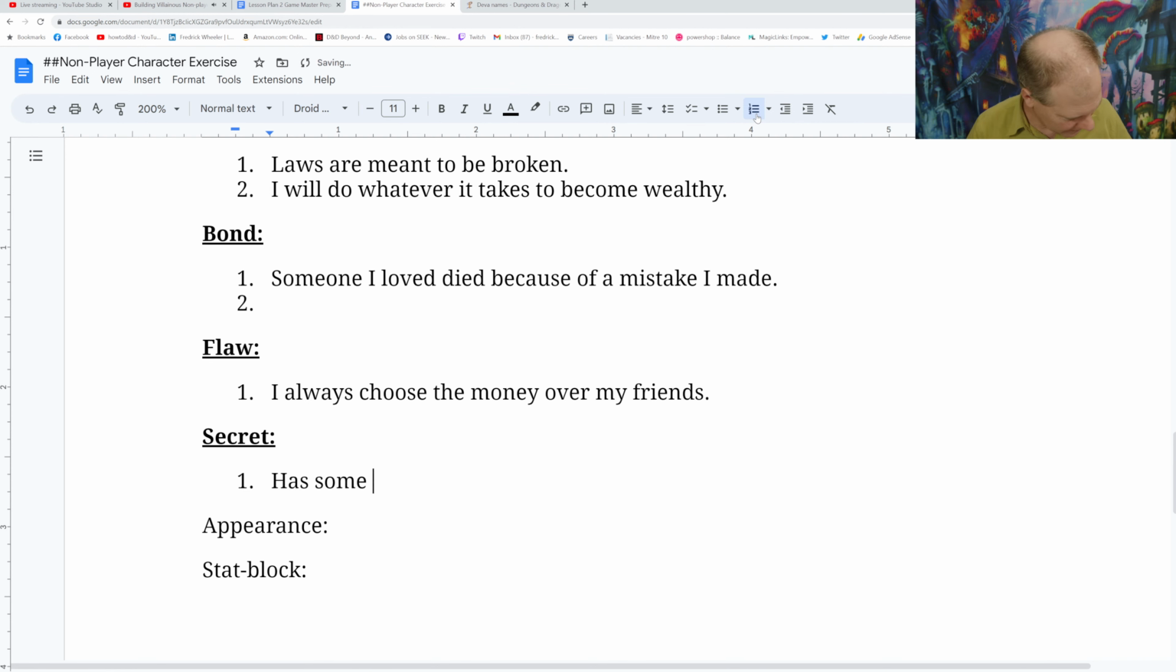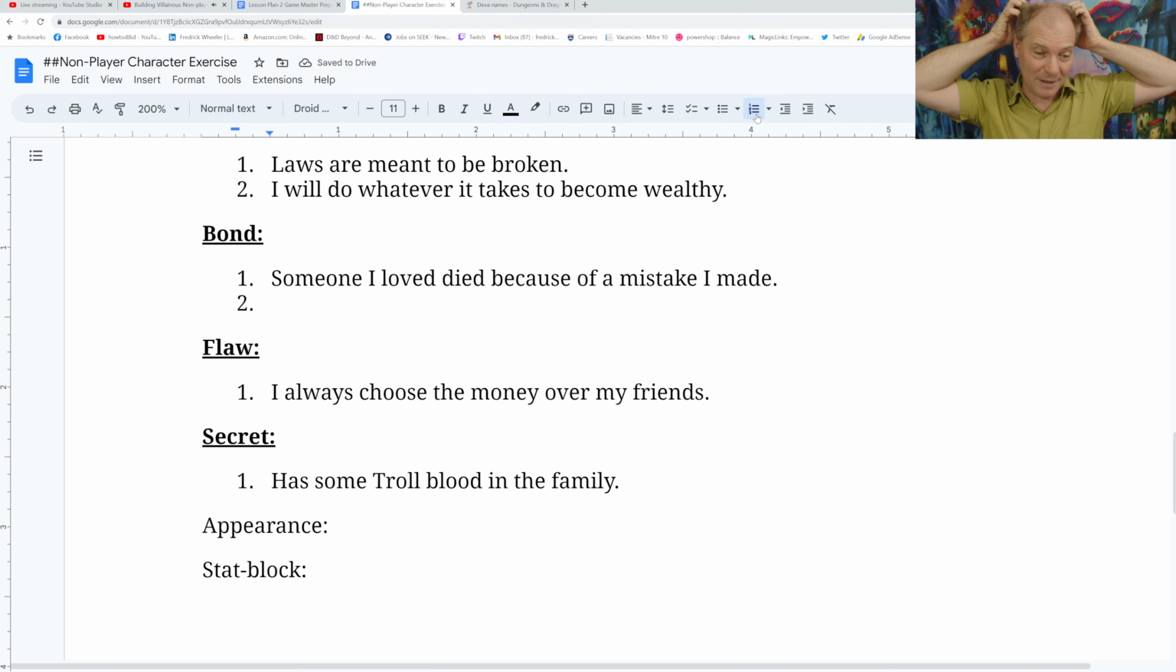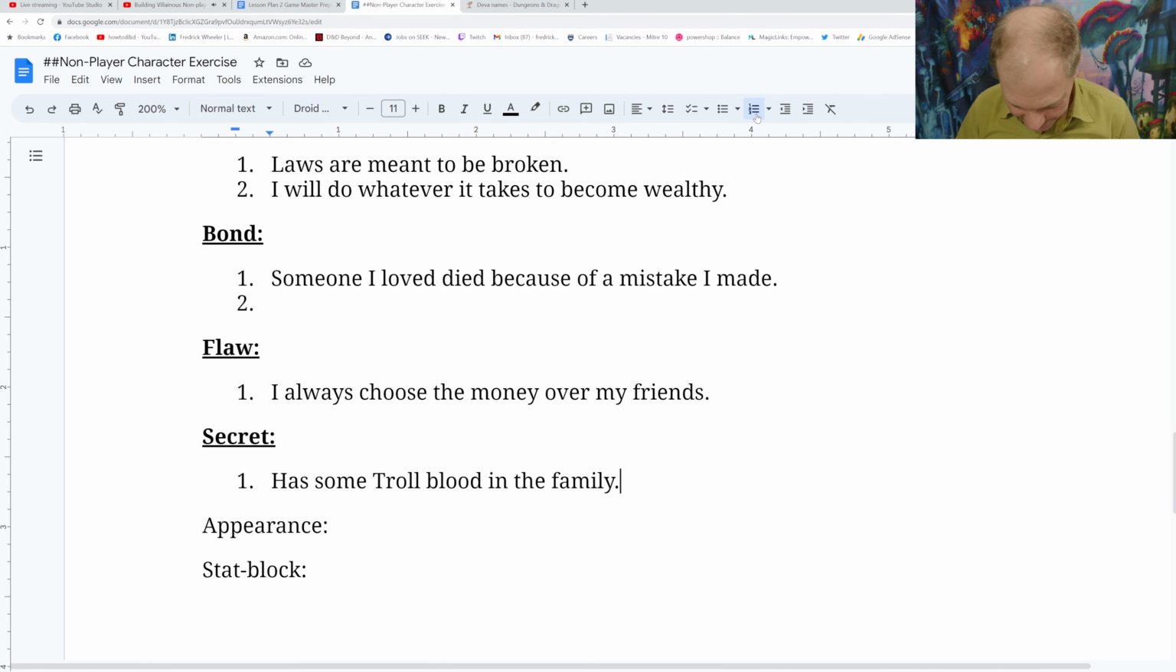Has some troll blood in the family. That is a very odd secret. Now, what does that mean? That potentially means that our villain might regenerate. Yep, that's the one. They might regenerate. Doesn't sound good to me.